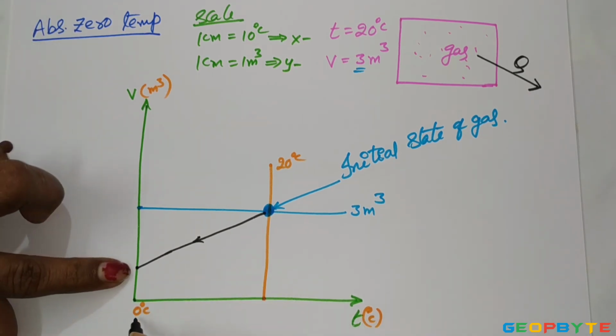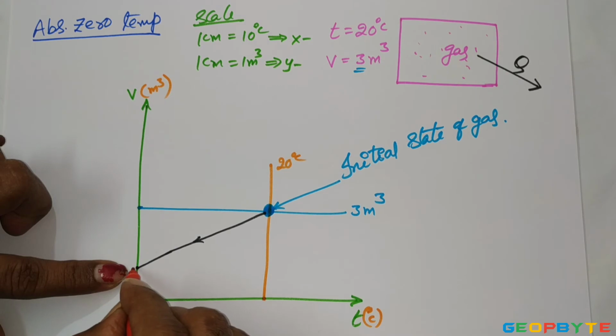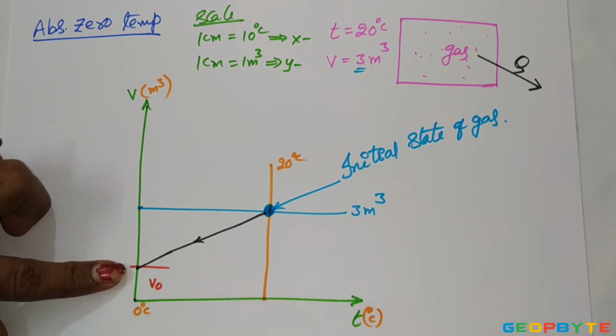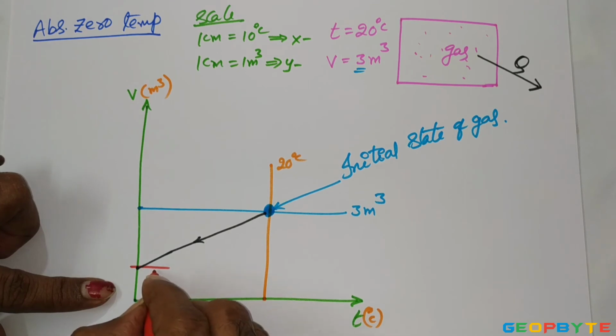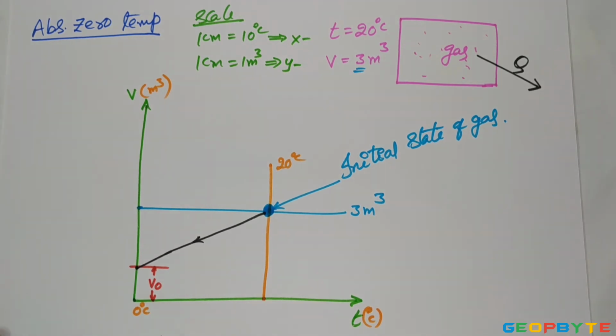Now, this is the state corresponding to 0 degree centigrade. Even after the gas reaches 0 degree centigrade, it maintains the volume equal to V naught. V naught be the volume occupied by the gas due to free motion at 0 degree centigrade.